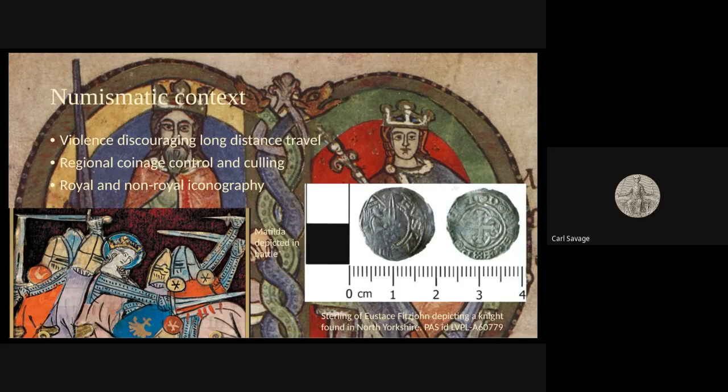And it's worthy of note that a lot of the regional issues were of poorer quality than Stephen's or the Scottish issues. A third possibility relates to the acceptability of coins based on their iconography. For example, non-royal and royal images. For example, was a coin with a crown bust and scepter more readily accepted than a coin with a knight?